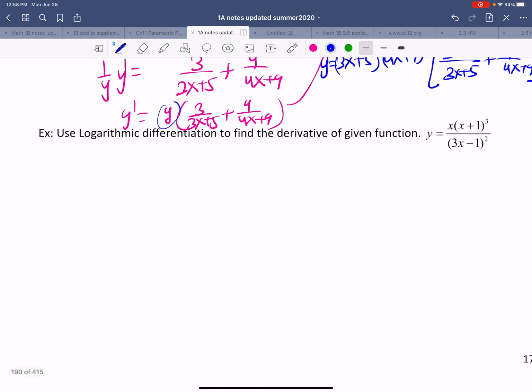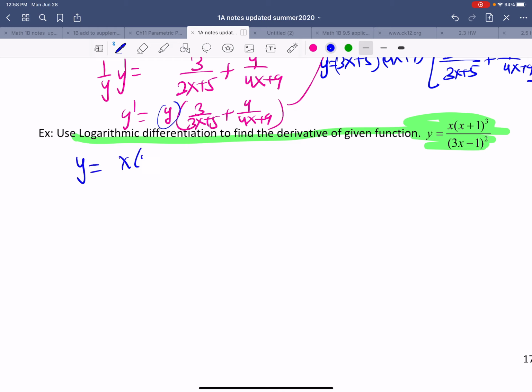Another example: use logarithmic differentiation to find the derivative. As you can see, this problem is not so pretty. It's a crazy problem because we have exponents, multiplication, quotient rule, product rule, and chain rule. So tons of things involved in here. I'm going to use logarithmic differentiation. That's going to make my life easier.